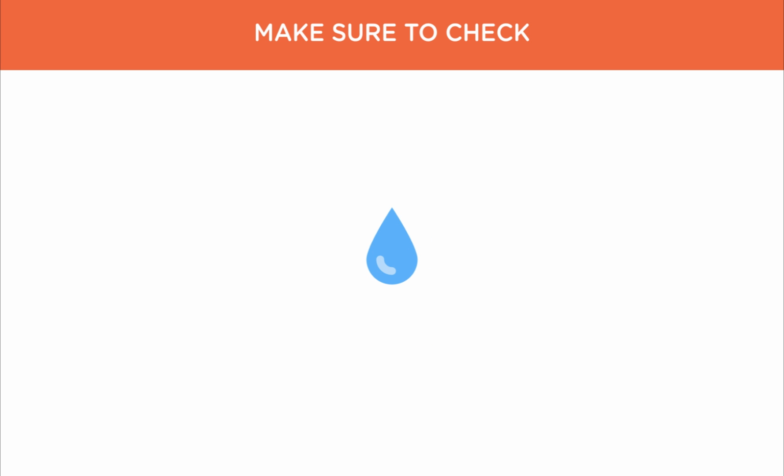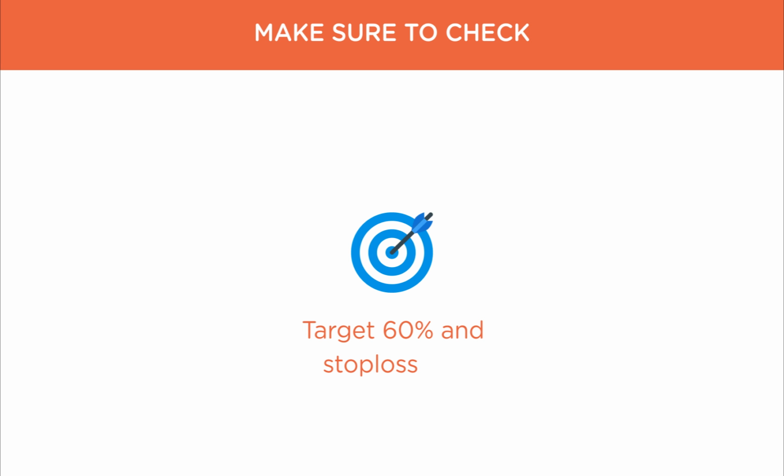And liquidity, make sure you have decent volume per day. So for this, we make sure we use only Nifty 50 stocks. Usually they have decent volume. And the target, we have a fixed target of 60% and a stop loss of 30%.